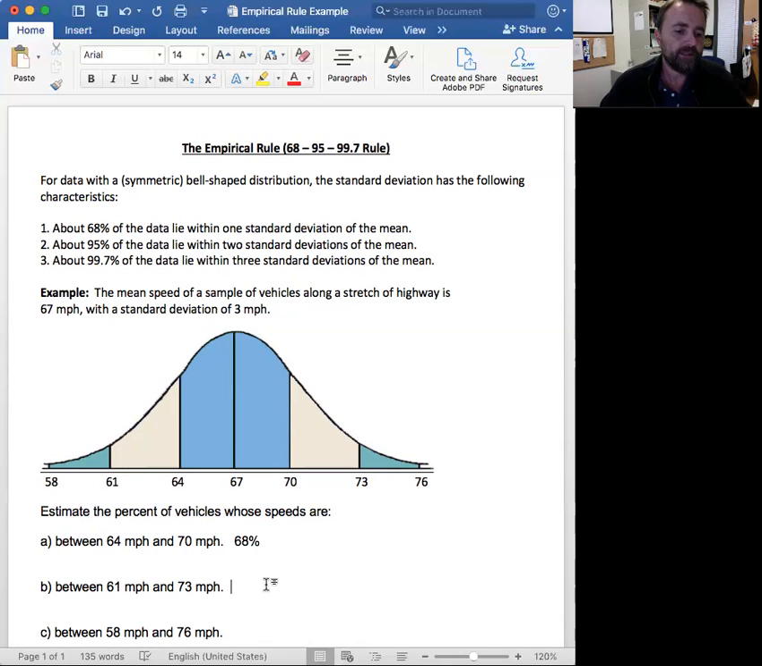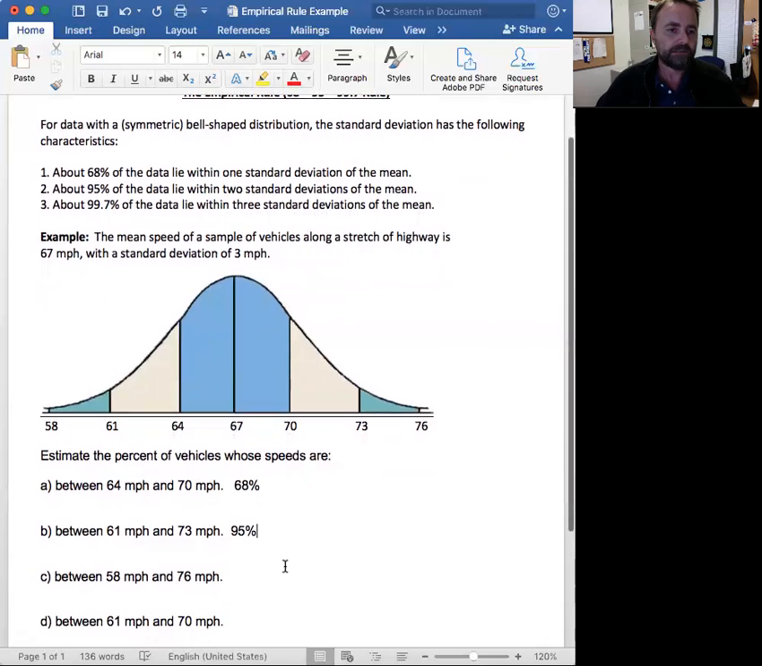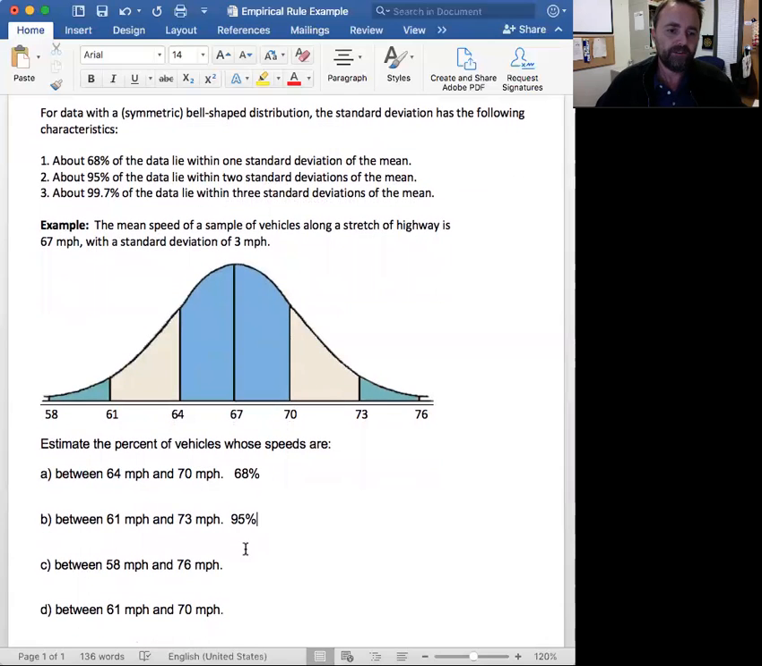How about between 61 and 73? Okay, so adding 2, that puts me at 73. Subtracting 2 standard deviations, that puts me at 61. So that's 2 standard deviations in either direction, 95%. Okay, it's getting harder. Let's see. How about between 58 and 76? Okay, 1, 2, 3 up, 1, 2, 3 down. So that must be the 3 standard deviation rule, which is the 99.7%.